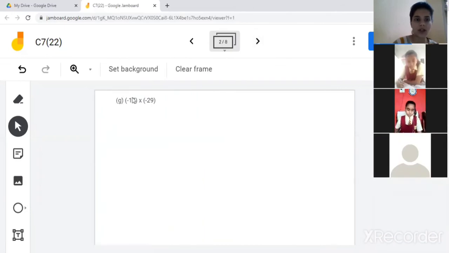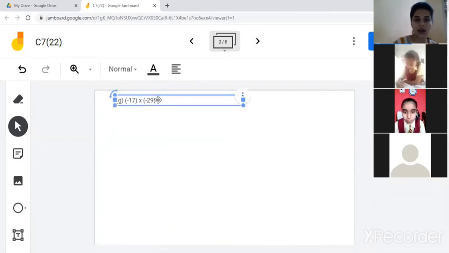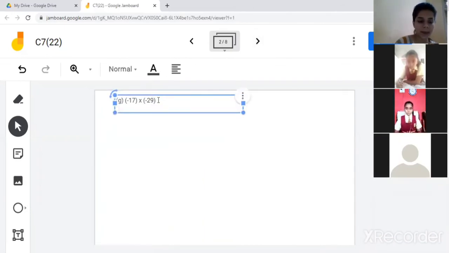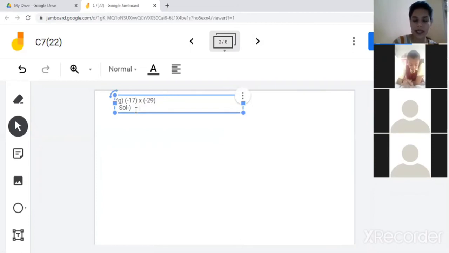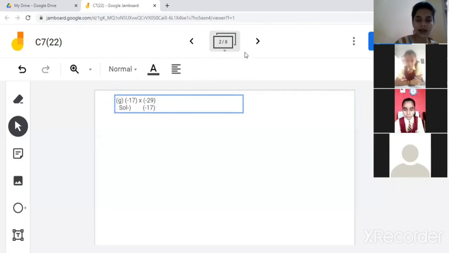Now, if we want to solve this, how will we solve this? You can again apply the distributive property. You want to apply the distributive property here. So minus 17 is there. Now, for 29, children, you can write 30 plus 1, you can write minus 30 plus 1. So it will give minus 29.